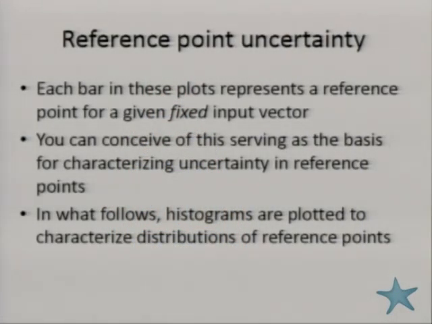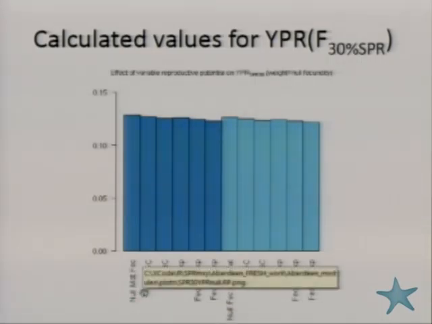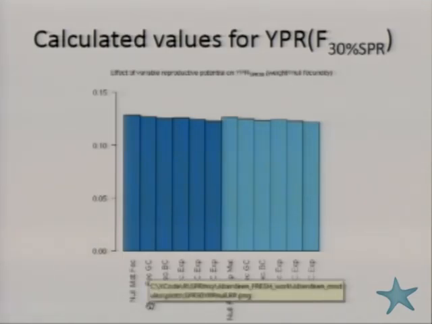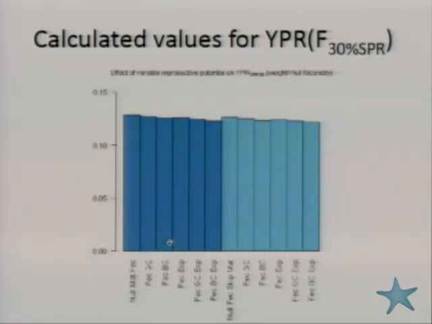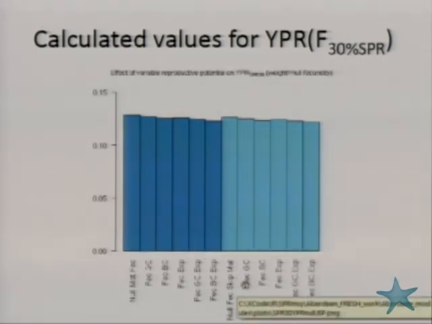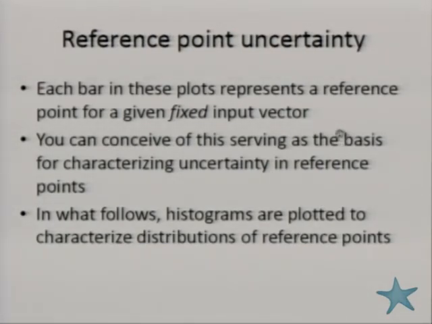Each bar in that plot represents a reference point for any given fixed input value. For instance, if you knew good condition was occurring in a given year and there was no skipped spawning, this would be your yield per recruit reference point. In a different year, with good condition but skipped spawning, this would be your yield per recruit. That would be the case for a fixed realization in the environment. And you can conceive of this serving as the basis to characterize your uncertainty in the reference points. So in what follows, I'm going to show what those distributions look like.